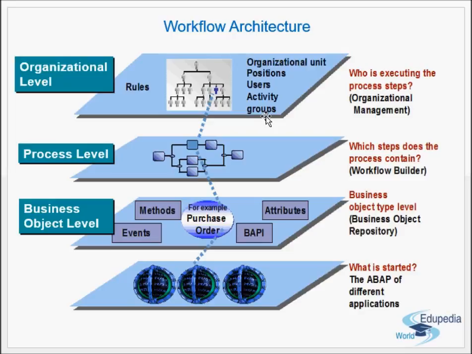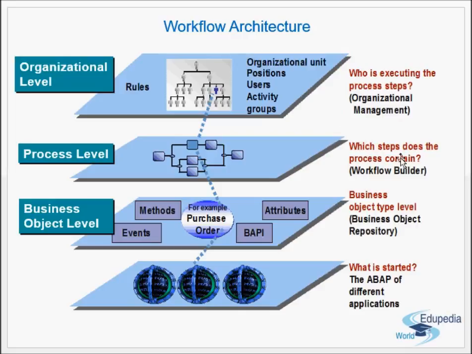So who is executing the process step? It's the organizational management. The subordinate can only submit the leave request, he can't approve it. It's the manager who has to approve it. So the subordinate's organizational unit is different and the manager's organizational unit is different. So that is clear at this point. We have different people doing different activities and they fall under different categories of groups, positions, or organizational units.